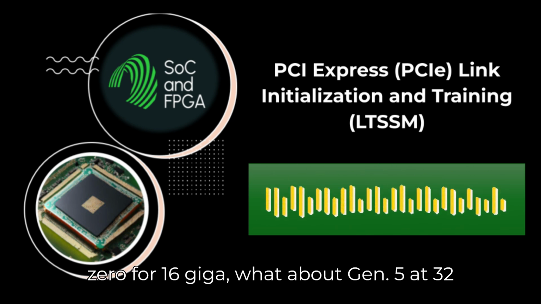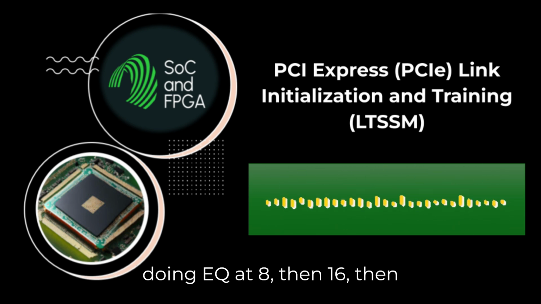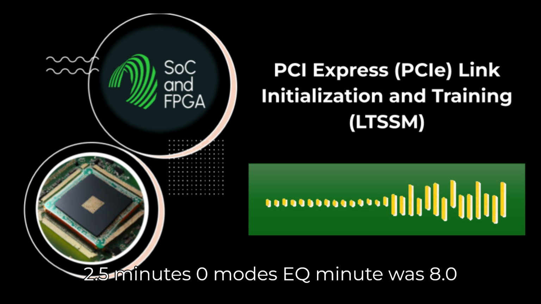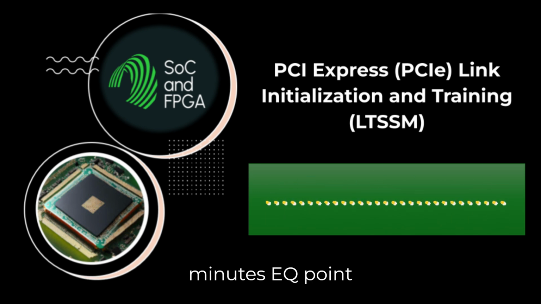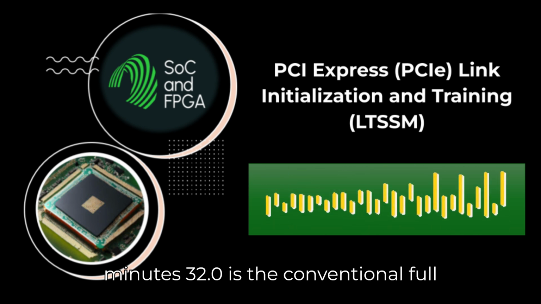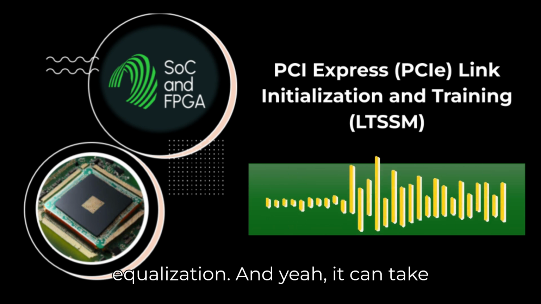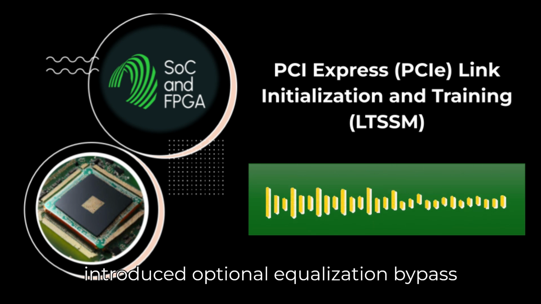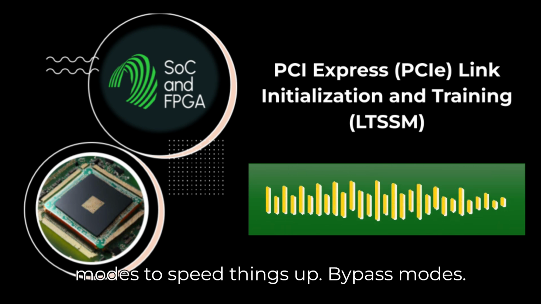Okay, skipping phase 0 for 16 giga. What about Gen 5 at 32 giga? That sounds like it could take ages doing EQ at 8, then 16, then 32. It could. That sequential approach, 2.5, then EQ at 8.0, then EQ at 16.0, then EQ at 32.0, is the conventional full equalization. And yeah, it can take hundreds of milliseconds. So PCIe 5.0 introduced optional equalization bypass modes to speed things up.